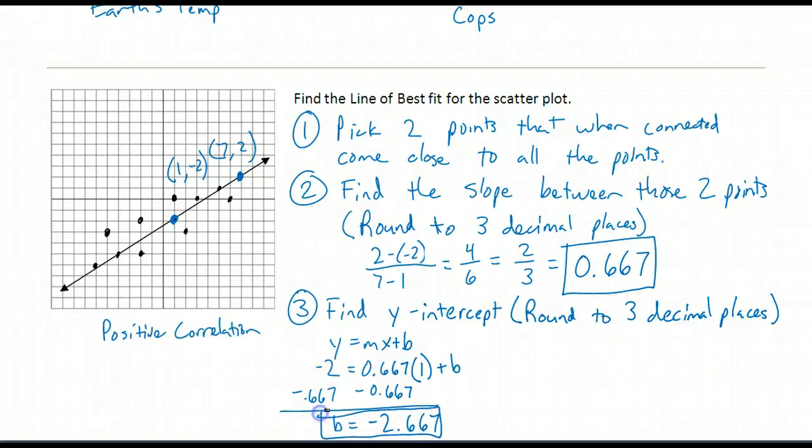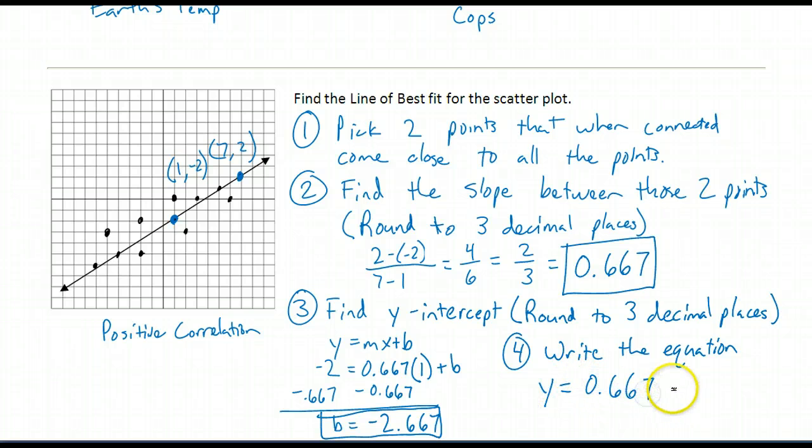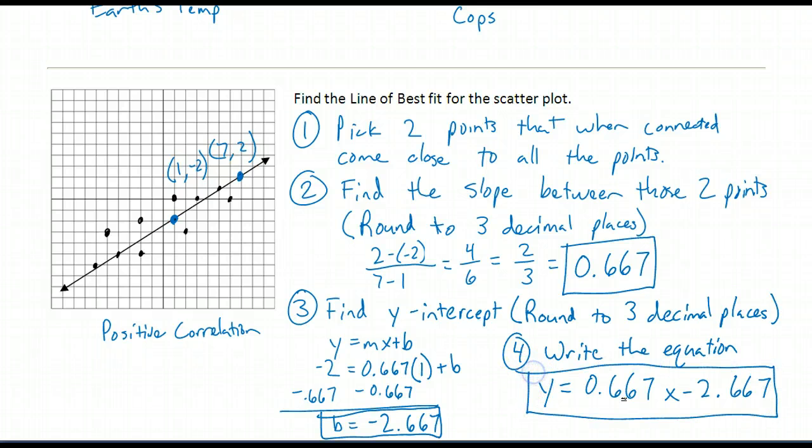So I know the slope of my line, I know the y-intercept. My last step, write the equation. In this case, I'm going to have y equals 0.667x minus 2.667. When I look at the graph, that makes sense. I have a positive slope, and my y-intercept is about negative 2.667.